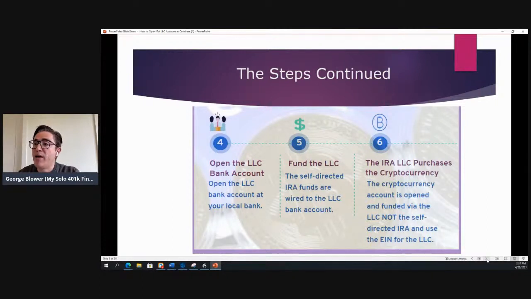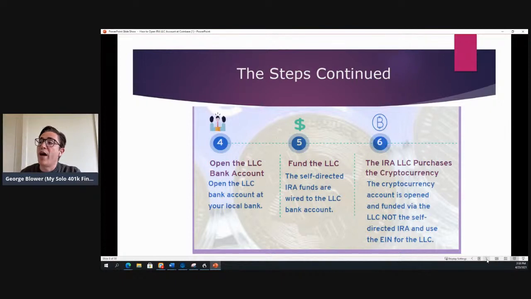You open up the LLC bank account at the bank of your choice. You will need an EIN, of course, to do that. We would, of course, obtain that for you if you're one of our customers. Then you fund the LLC. The trust company is going to require investment documents, such as an operating agreement. Like I said, a lot of times they require that you work with an approved vendor. So you'll be able to wire the money from the IRA account over to the LLC bank account. Then from there, the final step, the IRA LLC purchases the cryptocurrency.